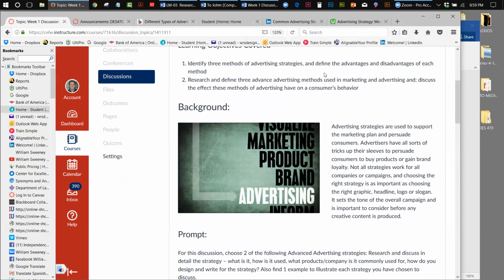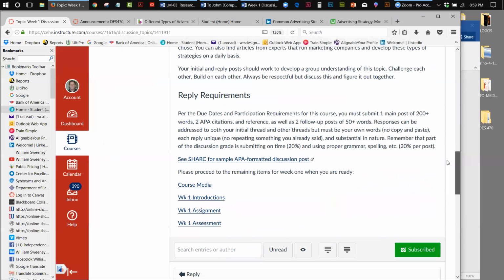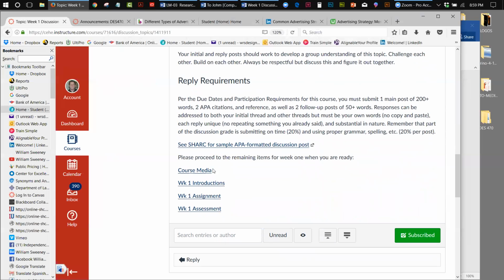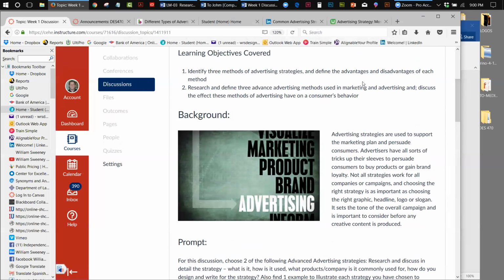All you have to do really is do a Google search. I would do a Google search on advertising methods. That's all I would need to do. And I guarantee you what's going to happen is advertising methods will bring you up a whole bunch of different advertising methods. And what you would do is the same thing that we just did here.